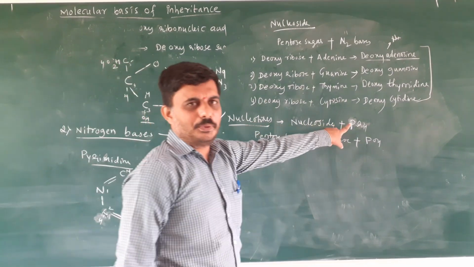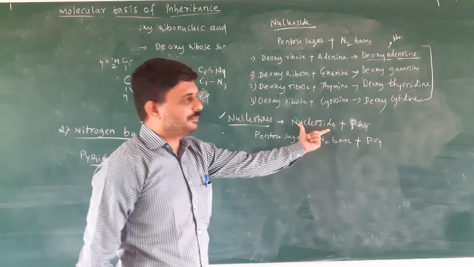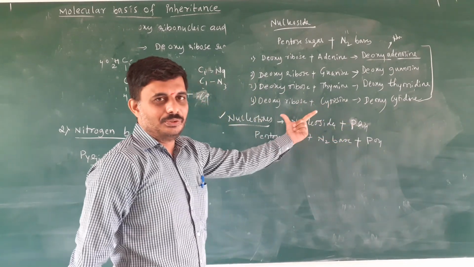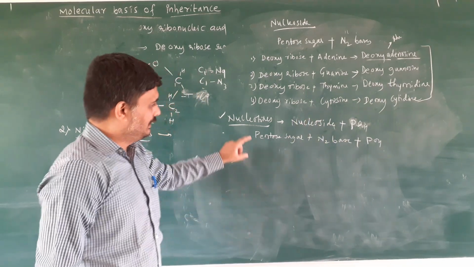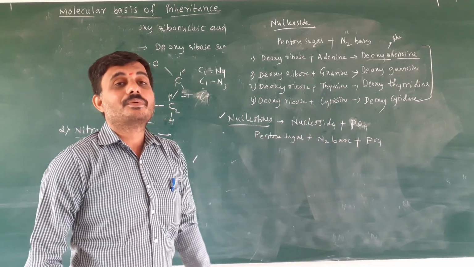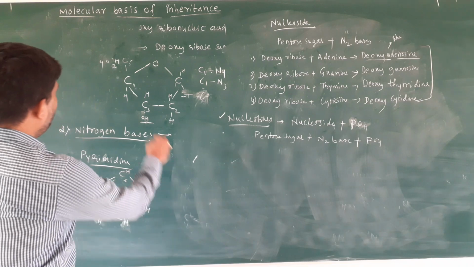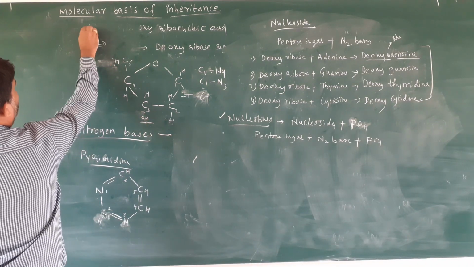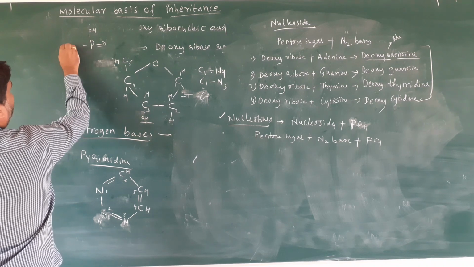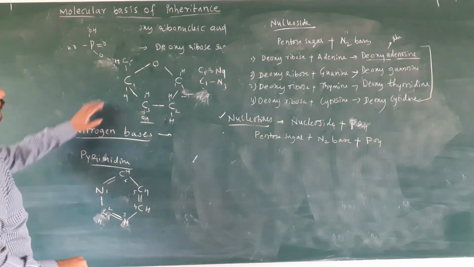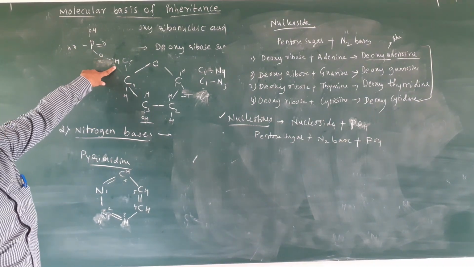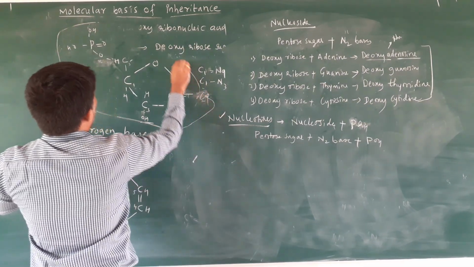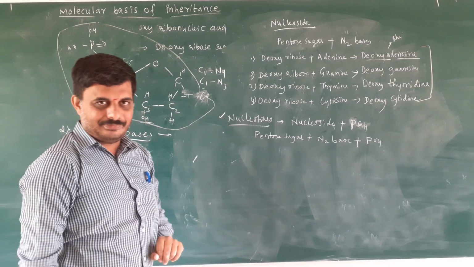Nucleotide has a phosphate group. Without the phosphate group, it becomes a nucleoside. Nucleoside without phosphate group, nucleotide with phosphate group. When the phosphate group is attached to the fifth carbon atom by an ester bond, this structure is called a nucleotide.